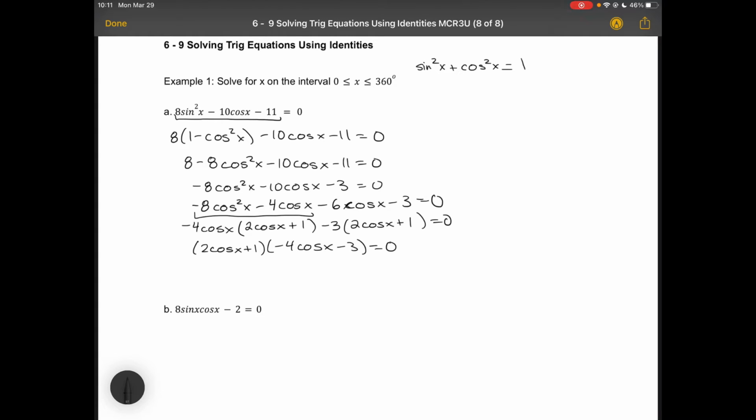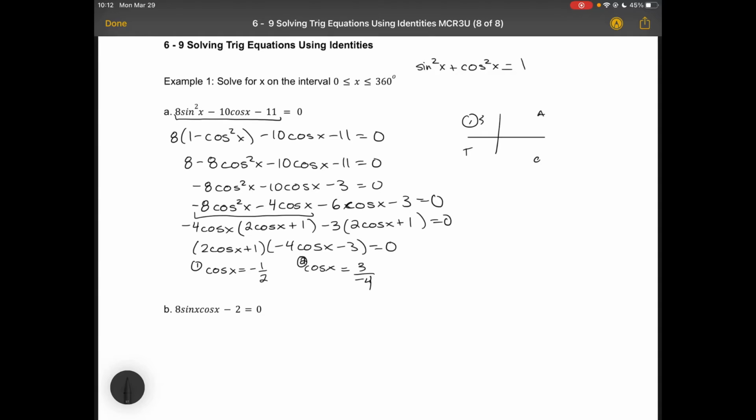Now I've got two brackets that I can set equal to 0 that I'm going to be able to solve. So my first one here is cos x equals minus a half. And my second equation that I'm solving here is cos x equals 3 over minus 4. So let's do cos x equals minus a half first, as my solution 1. The first thing that I'm going to do is draw a sketch that is labeled.